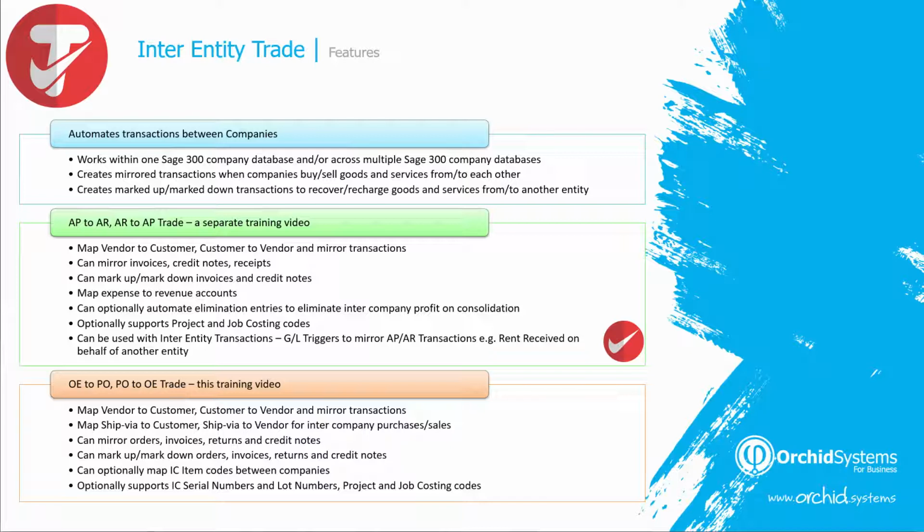You can mirror orders, invoices, returns, and credit notes, and you can mark up or mark down the orders, invoices, returns, and credit notes where appropriate. You can optionally map the IC item codes between the companies, and it supports IC serial numbers and lot numbers, project and job costing codes, and optional fields.